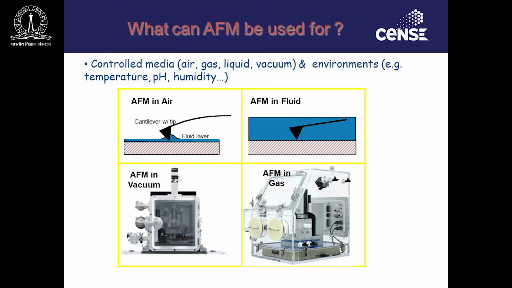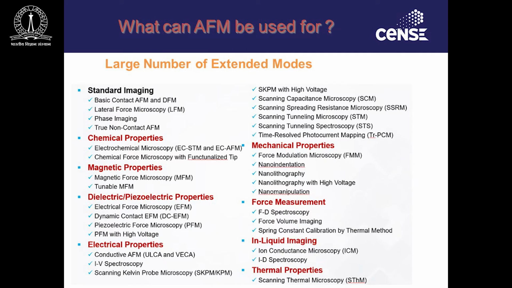So we can have this atomic force microscope doing many other things. AFM in air is the most general thing that we do. Similarly, you can do AFM in fluid, then you can do it in vacuum, in a controlled environment, and also in a controlled environment where we can choose a particular gas to be inserted in the system. This slide tells you about what are the other things that you can do in a single machine of atomic force microscope.